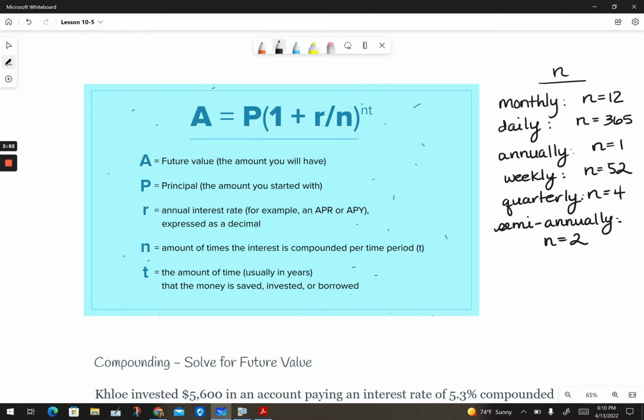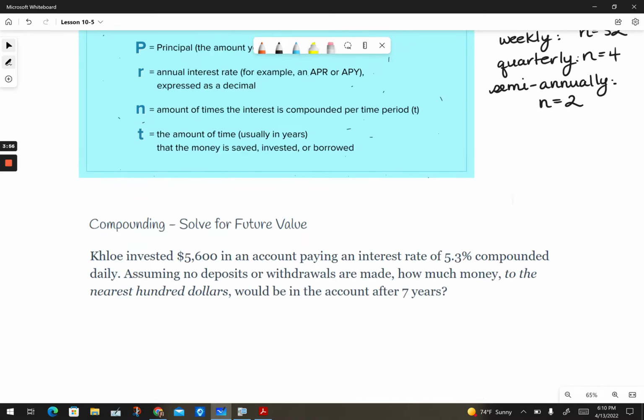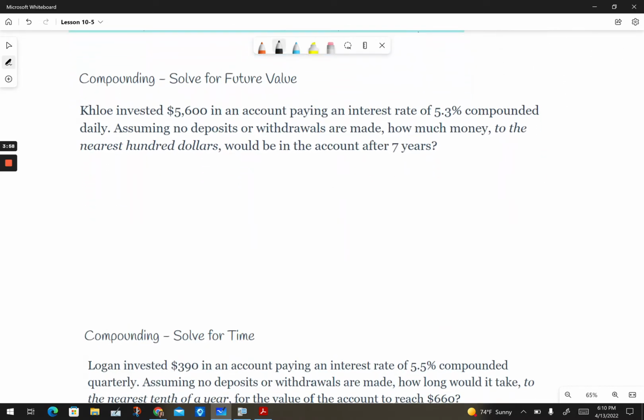So here's our first problem. Chloe invested $5,600 in an account paying an interest rate of 5.3% compounded daily. Assuming no deposits or withdrawals are made, how much money, to the nearest $100, would be in the account after 7 years? Let us write out the formula here for a second. A equals P times (1 plus R over N) to the NT power.